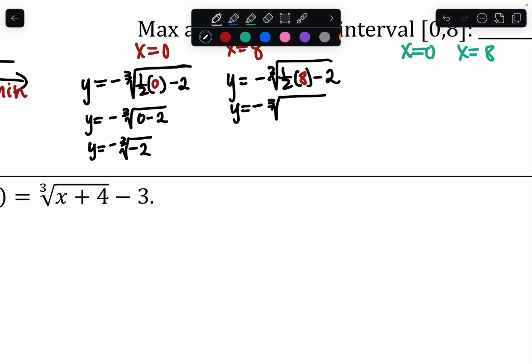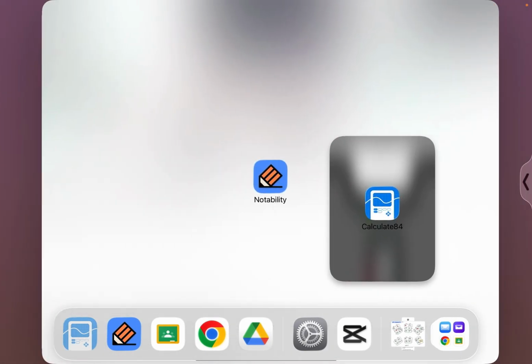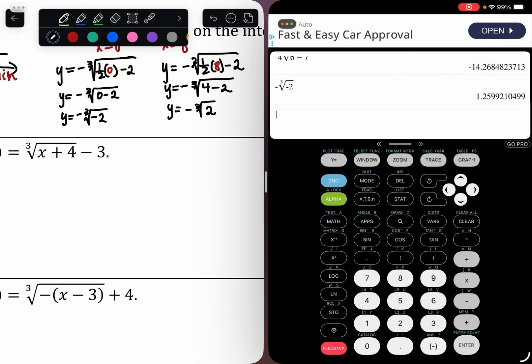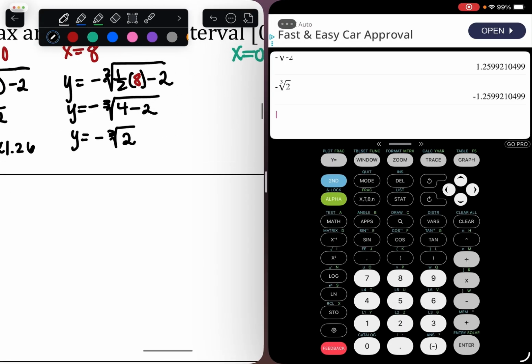Here we have negative cube root, 1/2 of 8 is 4, subtract 2. So we get negative cube root of positive 2. Okay, and so to get the decimal approximation, we would type in the negative math 4, and then for the cube root of negative 2, we get 1.26. And then for the second one, negative math 4, cube root of positive 2, we get negative 1.26.